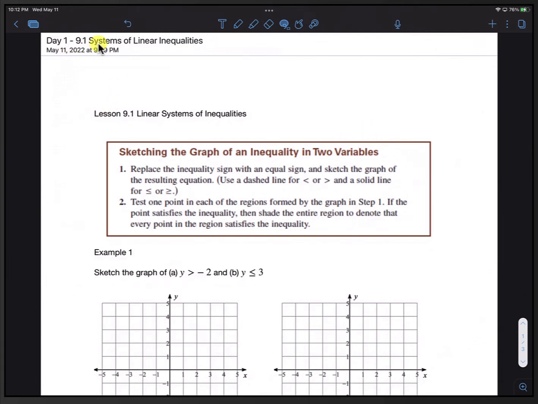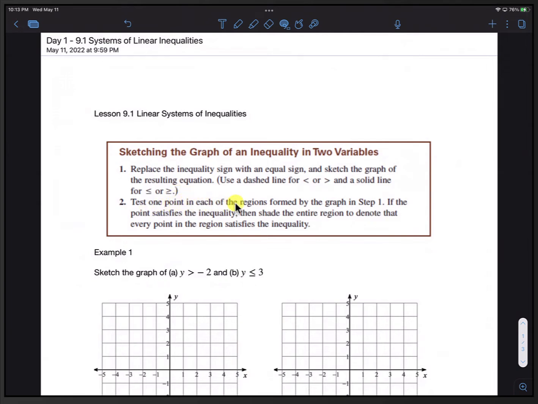This is day one of our last unit, Unit 9, and this is on systems of linear inequalities. Let's just remind ourselves of how we would graph a linear inequality. You would first replace the inequality sign with an equal sign, and then you would sketch the graph of the resulting equation, which would be a line. You'd use a dashed line if it is less than or greater than. You'd use a solid line if it's less than or equal to or greater than or equal to.